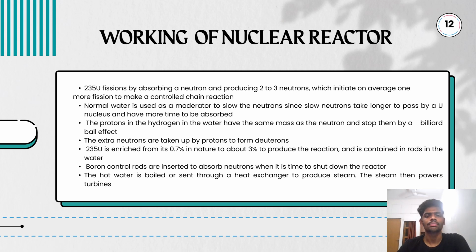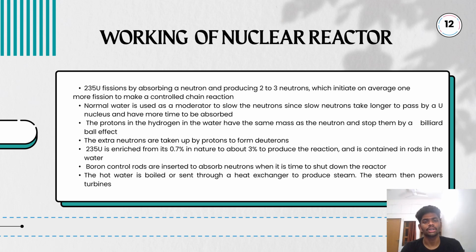235U fissions by absorbing a neutron and producing 2 to 3 neutrons, which initiate on average one more fission to make a controlled chain reaction. Normal water is used as a moderator to slow the neutrons, since slow neutrons take longer to pass by a U nucleus and have more time to be absorbed. The protons in the hydrogen in the water have the same mass as the neutron and stop them by a billiard ball effect.